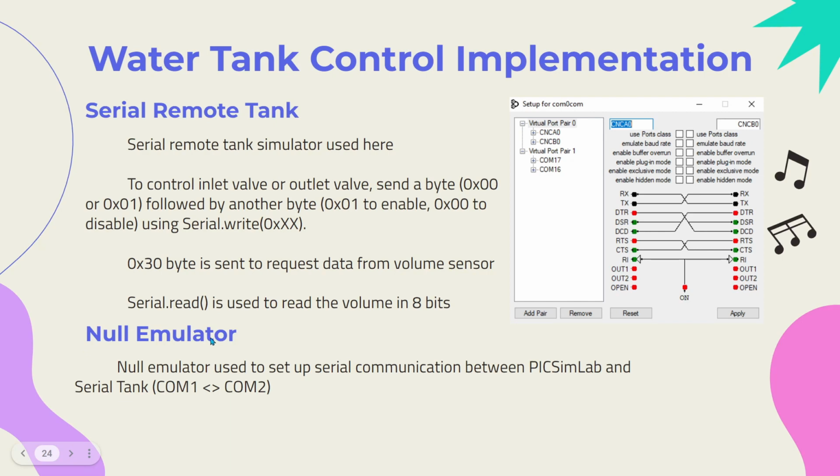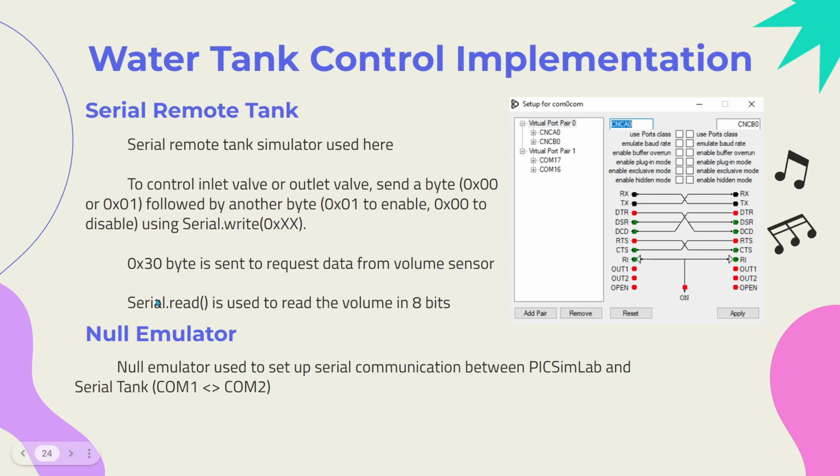Okay, yeah, so here is the null emulator. The null emulator is used to set up serial communication between our PIXIM lab and the serial tank. Usually we will connect COM1 and COM2 serially, like COM1 is in PIXIM lab and COM2 is in our serial remote tank. The 0x30 byte is sent to request data from the volume sensor.